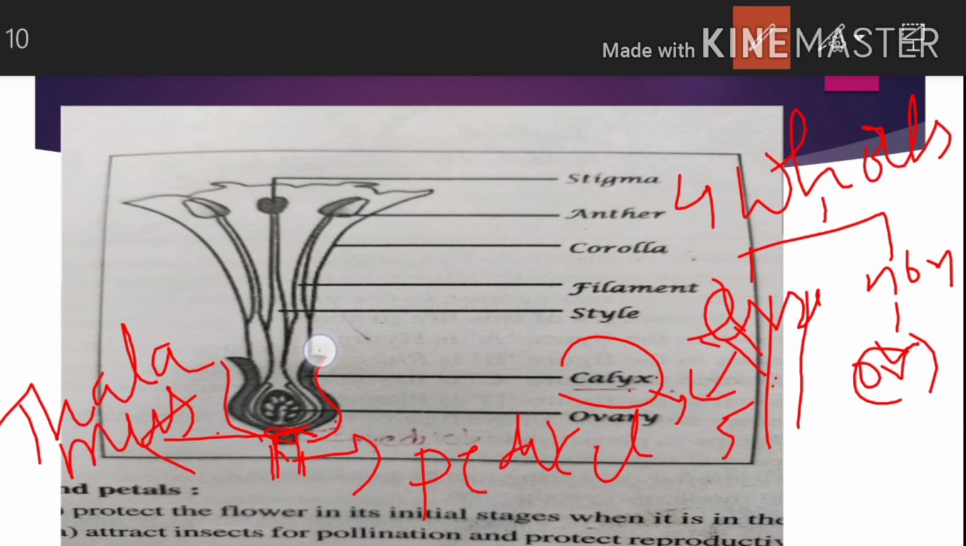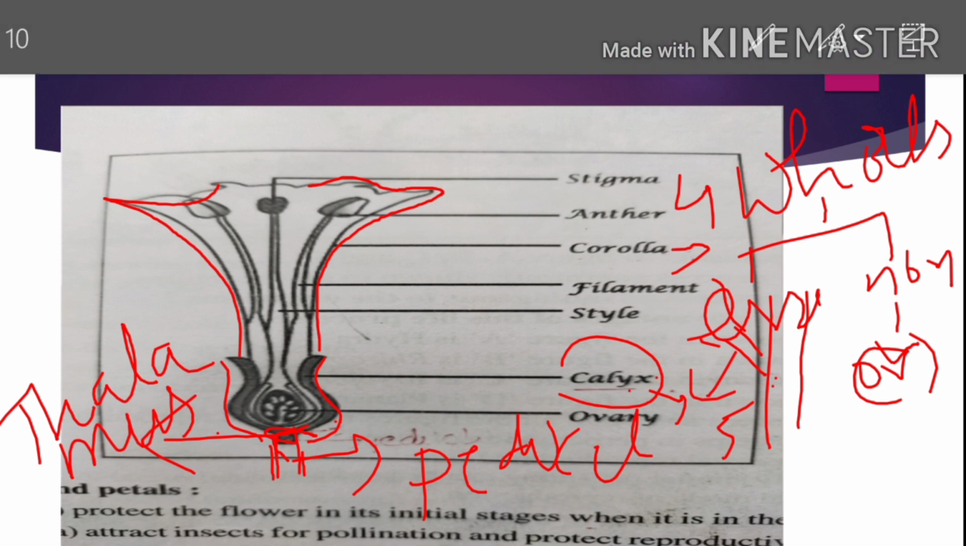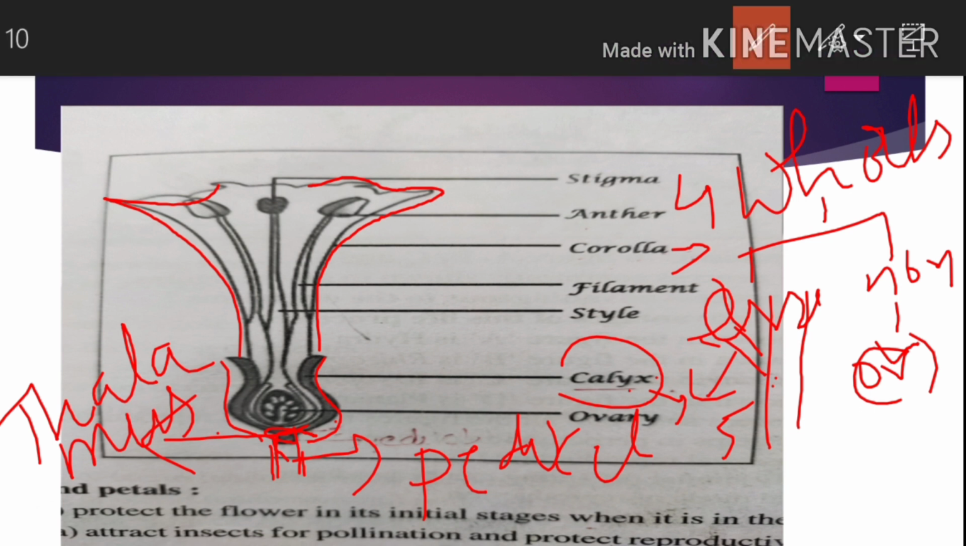The next whorl is the corolla. This one is a corolla. We already know flowers are beautiful because of the presence of the corolla. The corolla contains petals, the most beautiful parts in the flowers. The main functions of the corolla are two. One is to attract the insects to facilitate cross pollination, and the second is that it also gives protection to the inside reproductive organs.